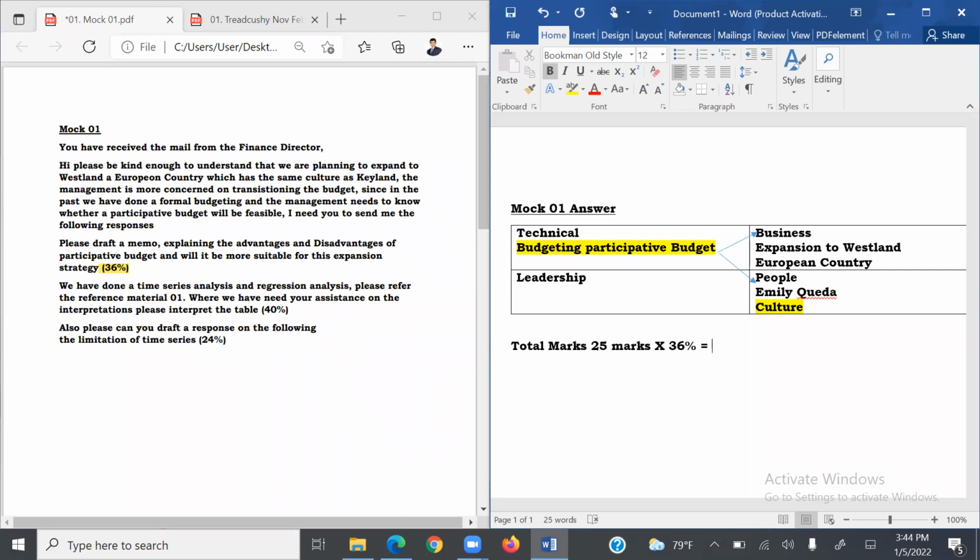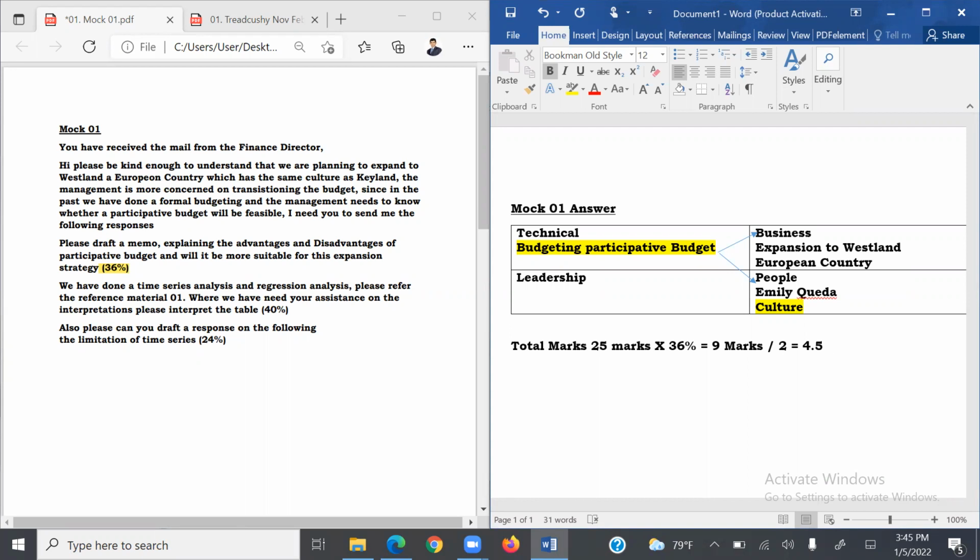25, 36%, waiting for your answers. So 36% of 25 is 9 marks. So I'll write down here, students, 9 marks. You divide it by 2, so it should have 4.5, right? 4.5. So I'll guide you how.